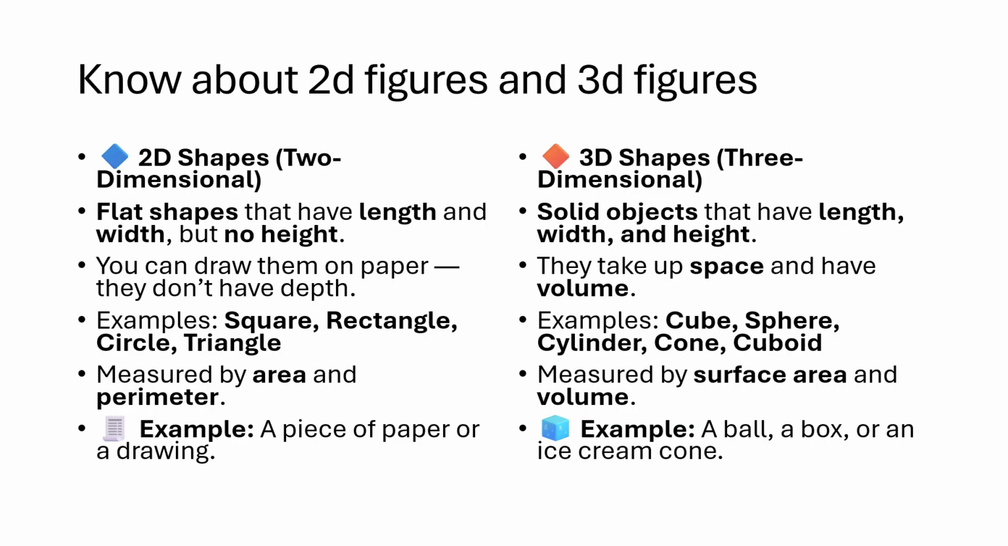It means very simply, if we classify 2D and 3D, 2D shapes are flat shapes, but 3D shapes are solid shapes. The examples of 2D shapes are square, rectangle, circle, triangle, and the examples of 3D shapes are cube, sphere, cylinder, cone, and cuboid.